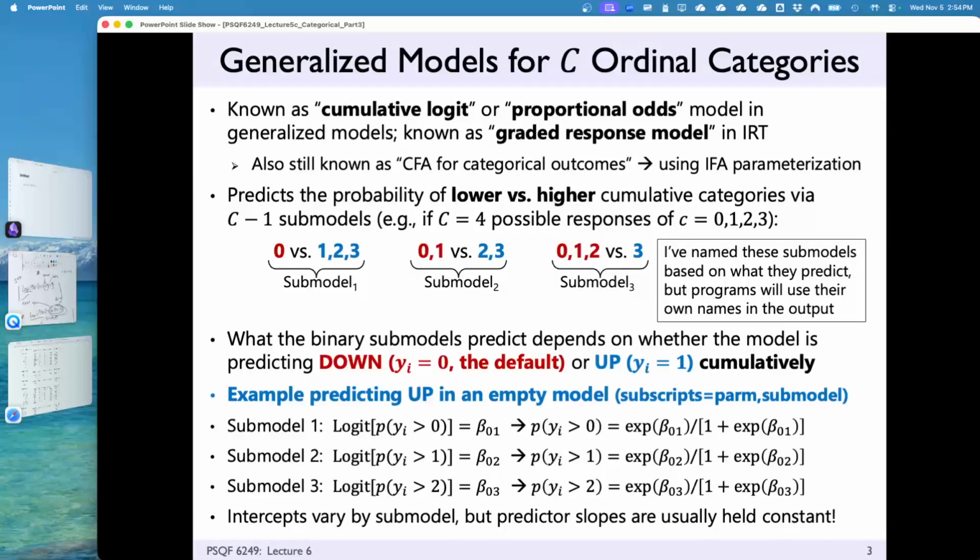Furthermore, each of these intercepts is unique to the submodel. So when we have 4 categories, we have 3 intercepts. But for any of the predictors, there's only one slope. So the slope is held constant across each of these models. How are we doing with that?